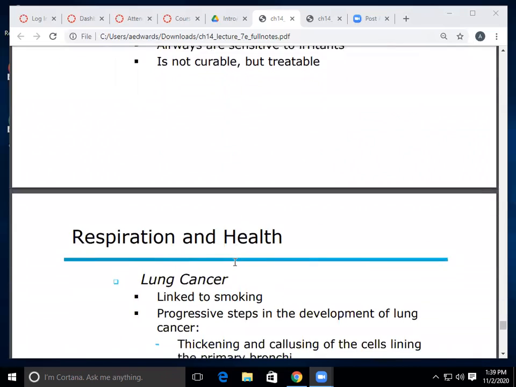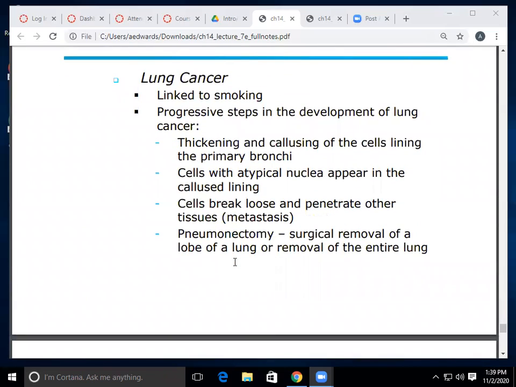Okay. Lung cancer. You get thickening and calcification of the cells in the primary bronchi. Cells with atypical nuclei start appearing in the lining that's calloused. Cells start breaking loose, metastasizing to other tissues. A procedure called a pneumonectomy is a surgical removal of a lobe of the lung, or sometimes you may have to remove an entire lung.